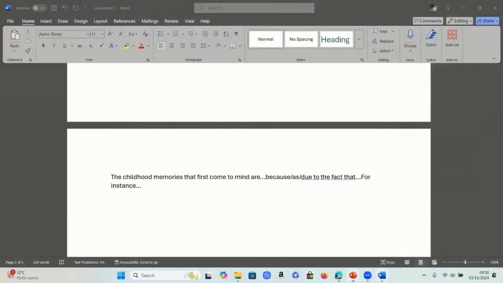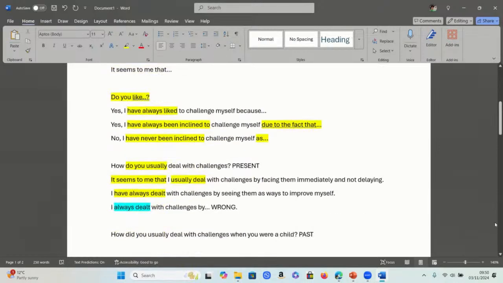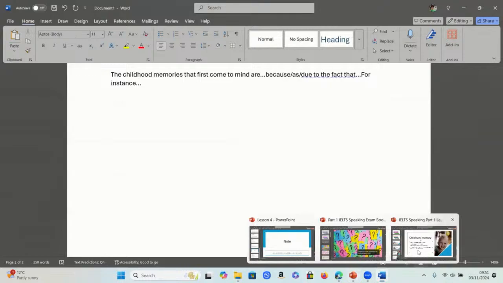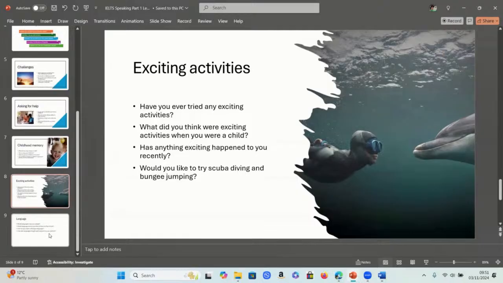And so we refer to what we were talking about right at the beginning. So do you think? Well, it seems to me that the first subject that comes to mind is "do you think" or "I'm inclined", for instance. So even in what you think is going to be about the past, the questions can become present. And then you can use the same words that I've mentioned already, the sentence frames, etc.